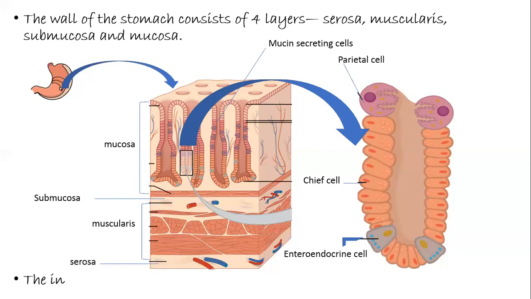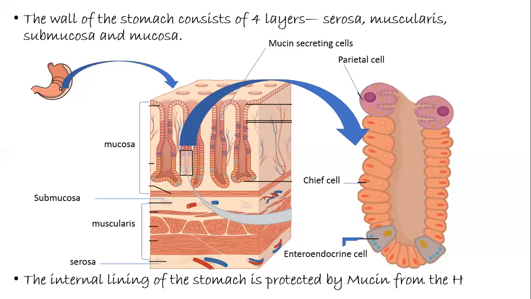The gastric juice contains HCl, pepsin, mucin, and electrolytes like sodium, potassium, bicarbonate, chlorides, etc. The concentration of the HCl and mucin balance each other so as to protect the stomach lining from the degrading effect of the HCl. The internal lining of the stomach is protected by the mucin from HCl.